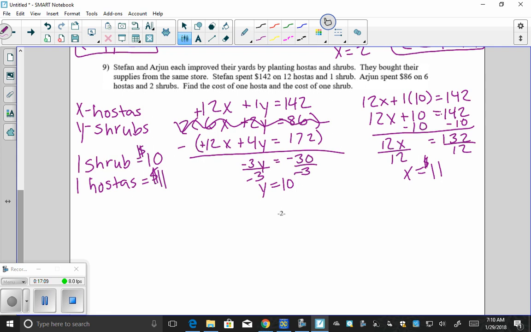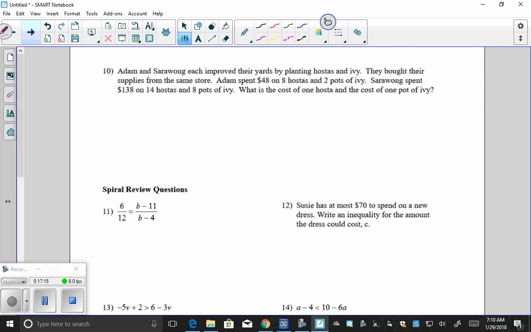Okay. So from here, we want to move on to the next page. Adam and Sarah Wong each improved their yards by planting hostas and ivy. They bought their supplies from the same store. Adam spent $48 on 8 hostas and 2 pots of ivy. And Sarah Wong spent $138 on 14 hostas and 8 pots of ivy. Find the cost of 1 hosta and the cost of 1 pot of ivy.